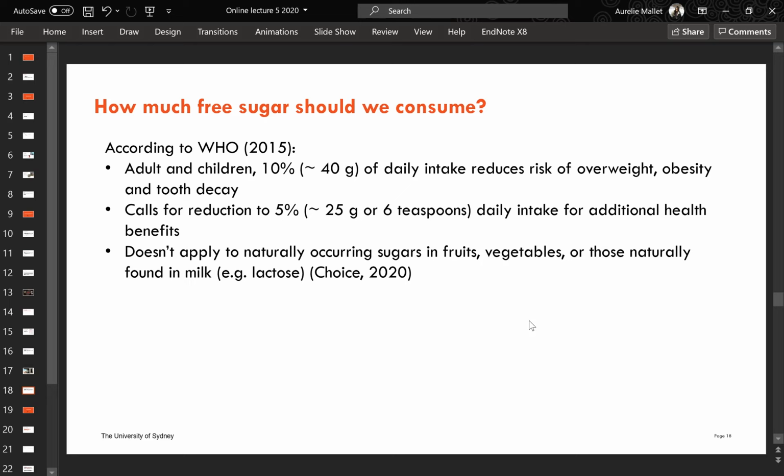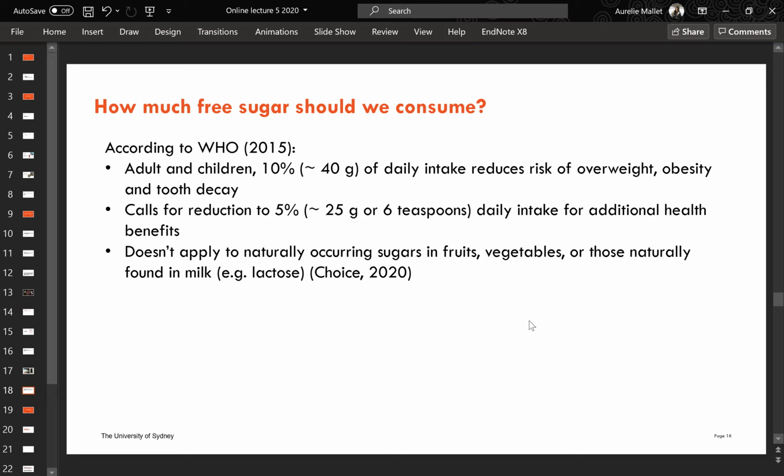So we're not saying to cut sugar completely out of your life. First of all, there's different types of sugar, so you can still eat the naturally occurring sugars in fruits. But when it comes to free sugars, yeah, you can have a biscuit once in a while as well, but there's a limit to it.